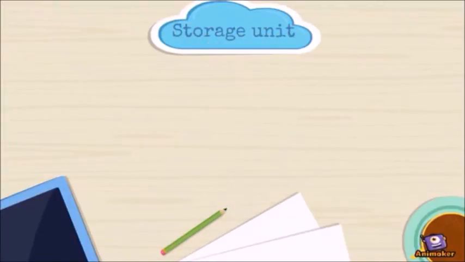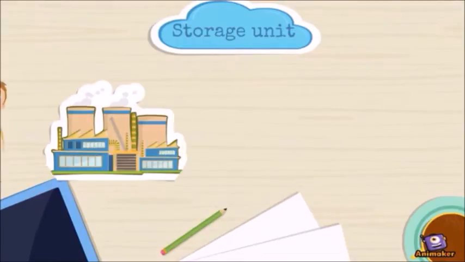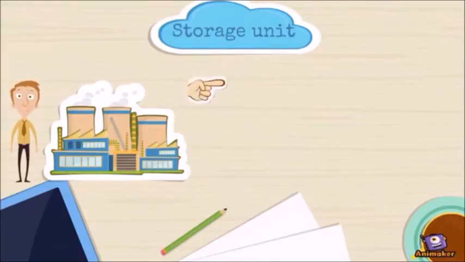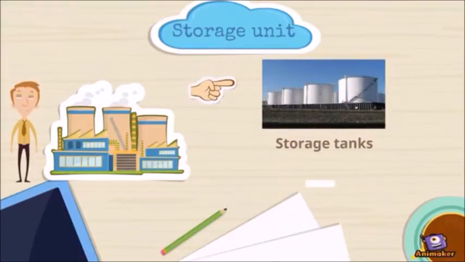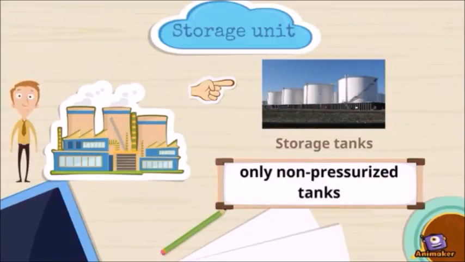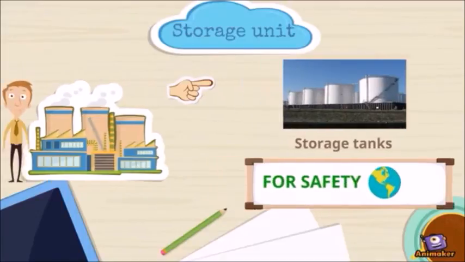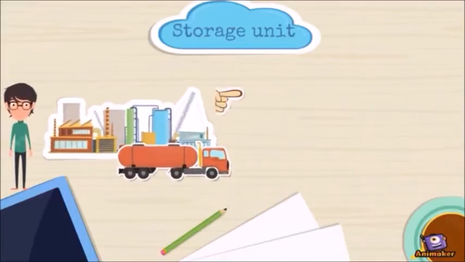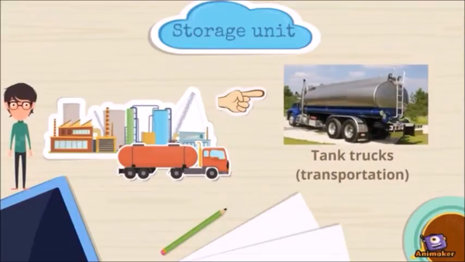Alright, now we move on to the storage unit for acetone-butanol production. Acetone-butanol is stored in storage tanks where only approved tanks can be used to store them, and only non-pressurized tanks must be used for safety, while tank trucks are used for their transportation.